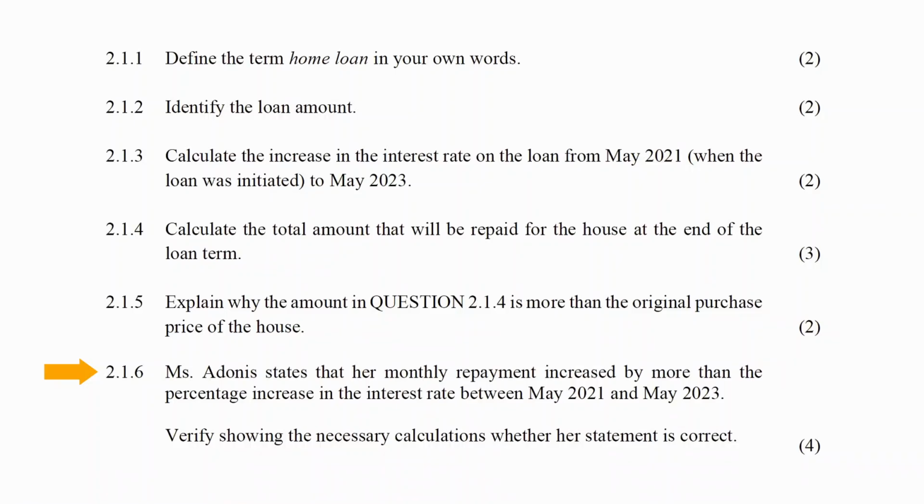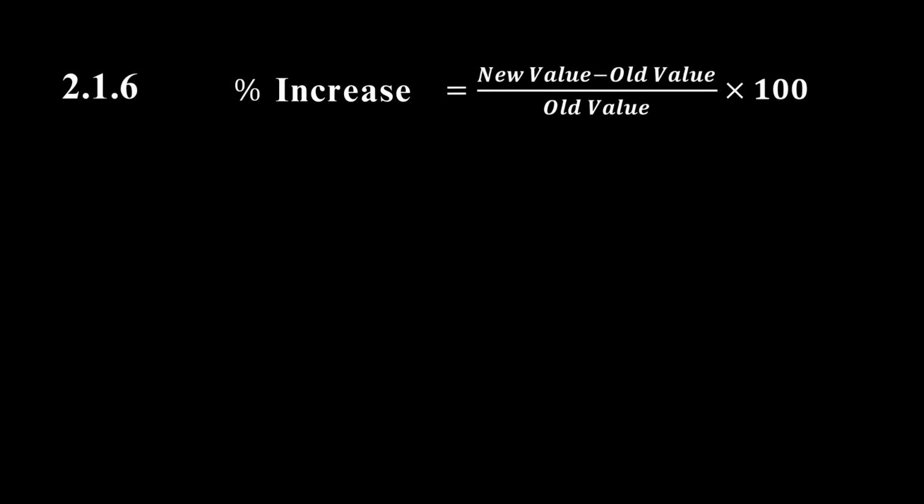In question 2.1.6, Ms. Adonis states that her monthly repayment increased by more than the percentage increase in the interest rate between May 2021 and May 2023. You have to verify, showing the necessary calculations, whether the statement is correct. To calculate the percentage increase between two values, we can use the following formula. Percentage increase equals the new value minus the old value, divided by the old value, multiplied by 100.